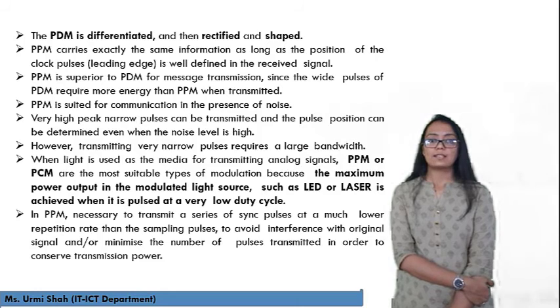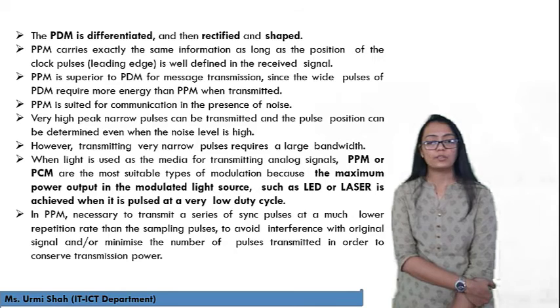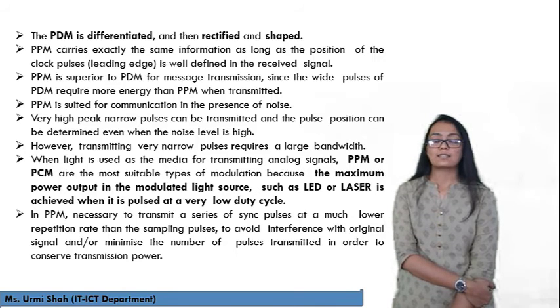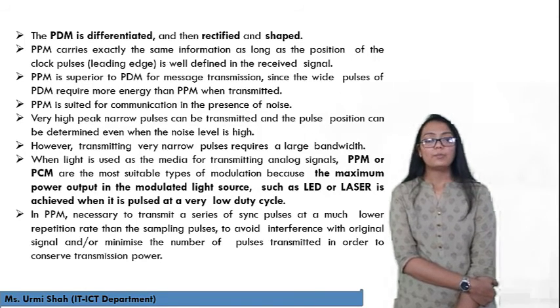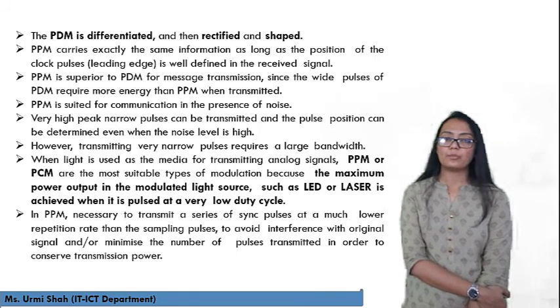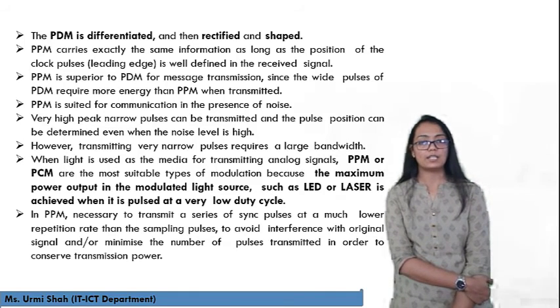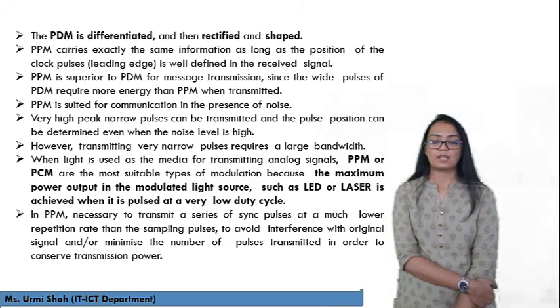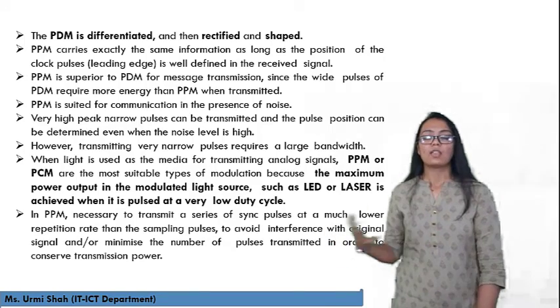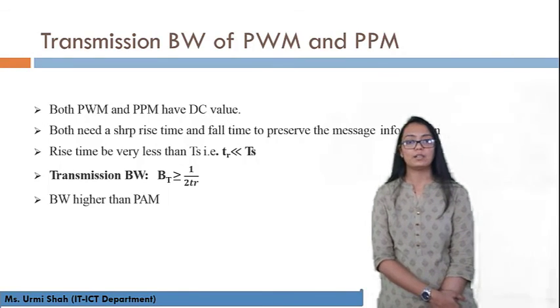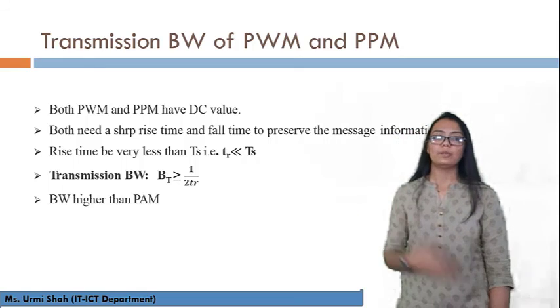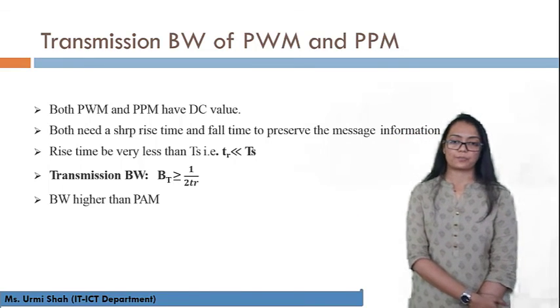In PPM it is necessary to transmit a series of sync pulses at a much lower repetition rate than the sampling pulses to avoid interference with the original signal, and to minimize the number of pulses transmitted in order to conserve the transmission power. So this way the whole process is compared. The transmission bandwidth of PWM and PPM we will discuss in the further session.